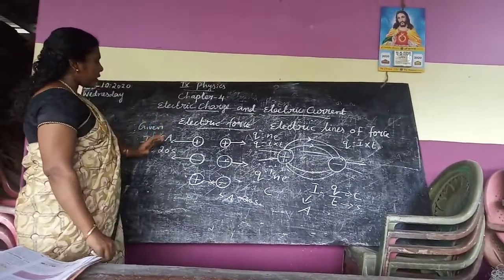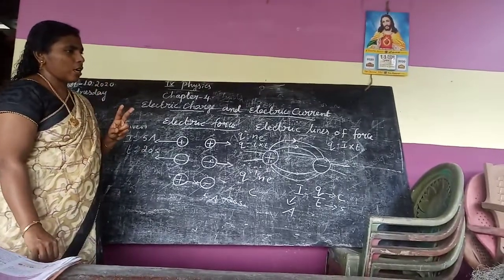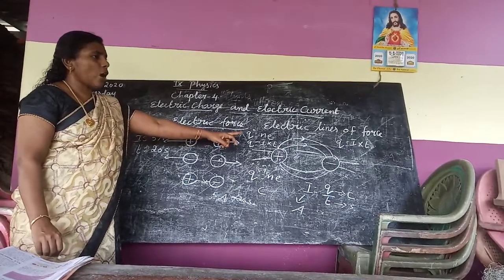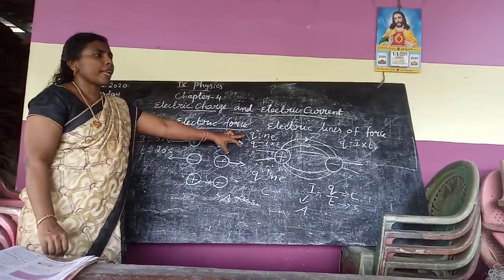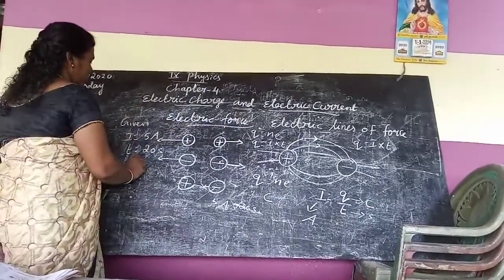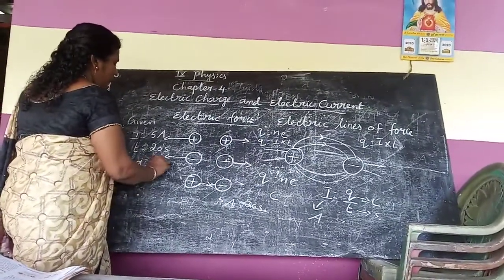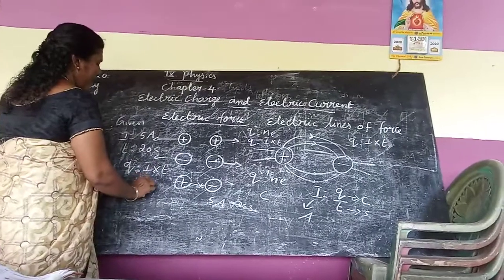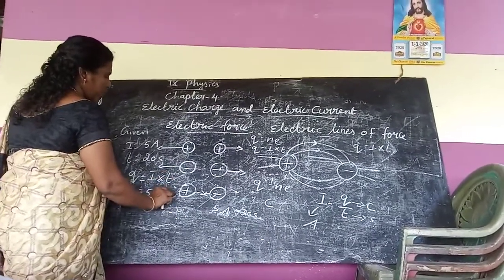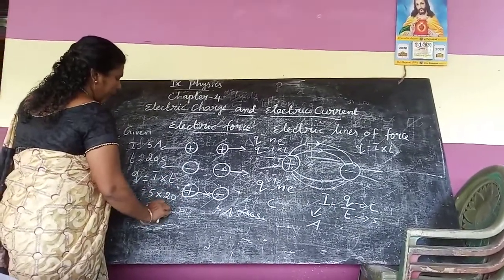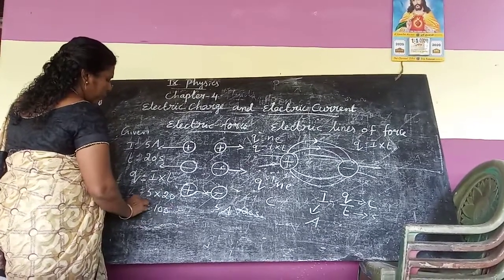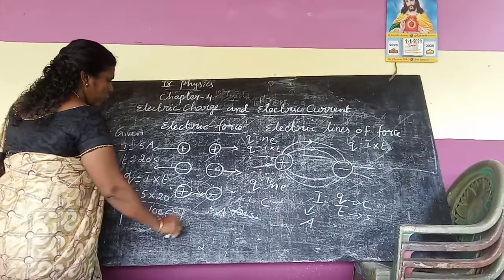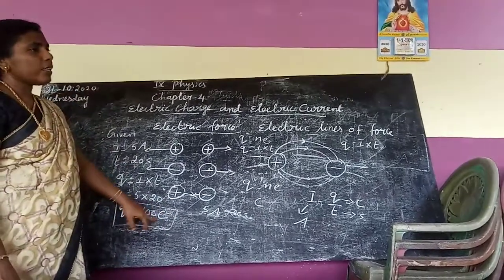Then you have to write the formula. Two formulas are there for charge, Q equal to Ne and Q equal to I into T. Which formula do you select? Q equal to I into T. The value of current is 5, the value of time is 20, so you will get 100. What is the unit of charge? Coulomb. So this is the answer: charge equal to 100 coulomb.